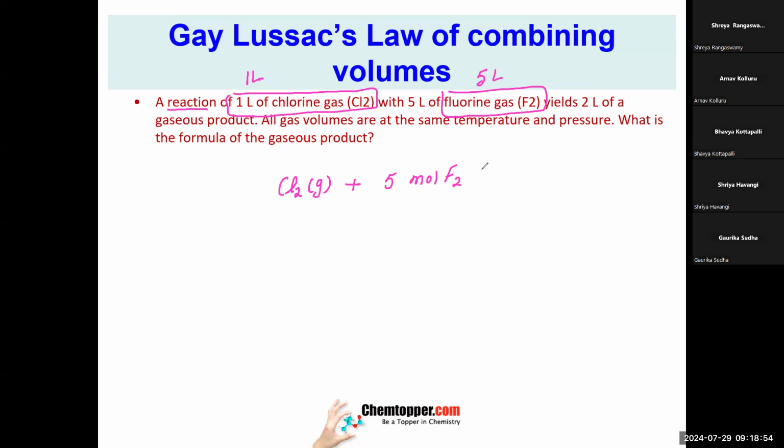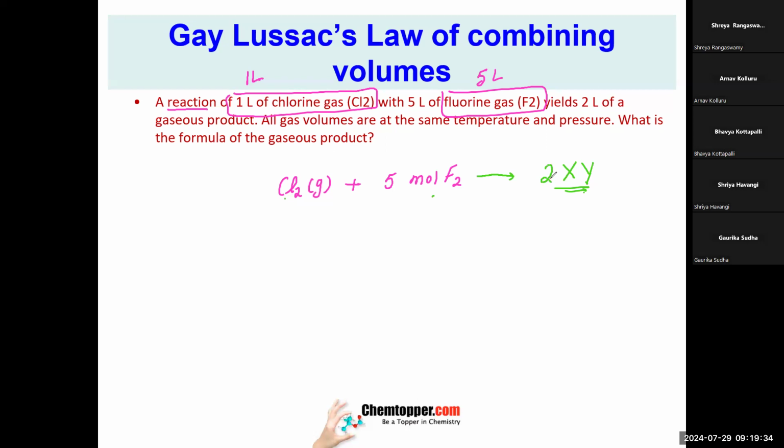Arnav, yeah. Now it is giving you the product. The formula of the product we don't know. But we know that the product is made up of chlorine and fluorine. So I'm just writing here X and Y. And the number, what is the number in front of this? What should be the number? How many liters of this XY is formed? You are reading the question. Yes, Shriya H, very good.